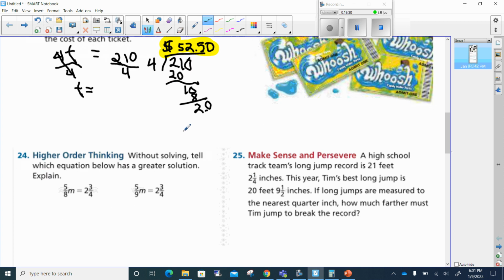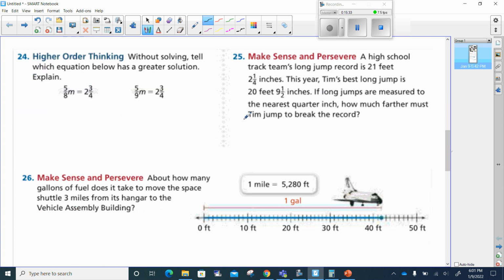All right, let's move on to number 25. A high school track team's long jump record is 21 feet 2 1/4 inches this year. Tim's best long jump is 20 feet, 9 1/2 inches. If long jumps are measured to the nearest 1/4 inch, how much farther must Tim jump to break the record? All right.